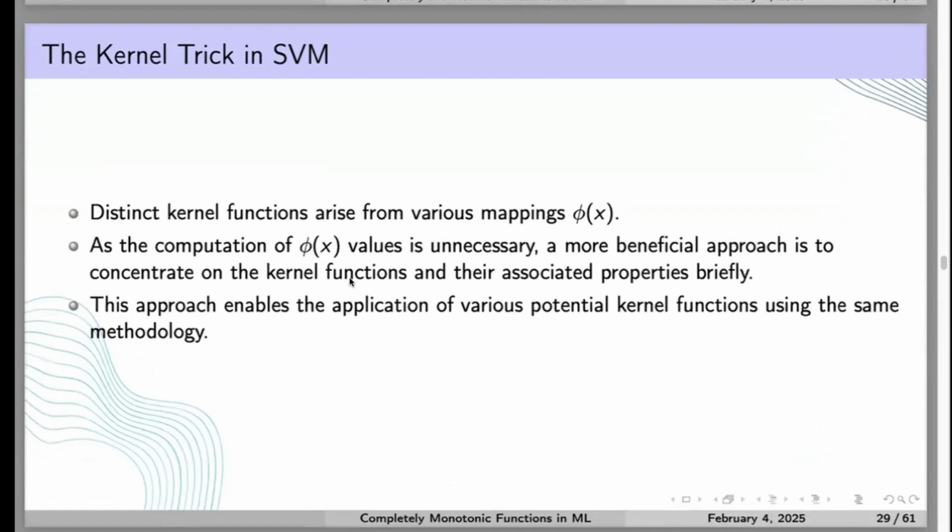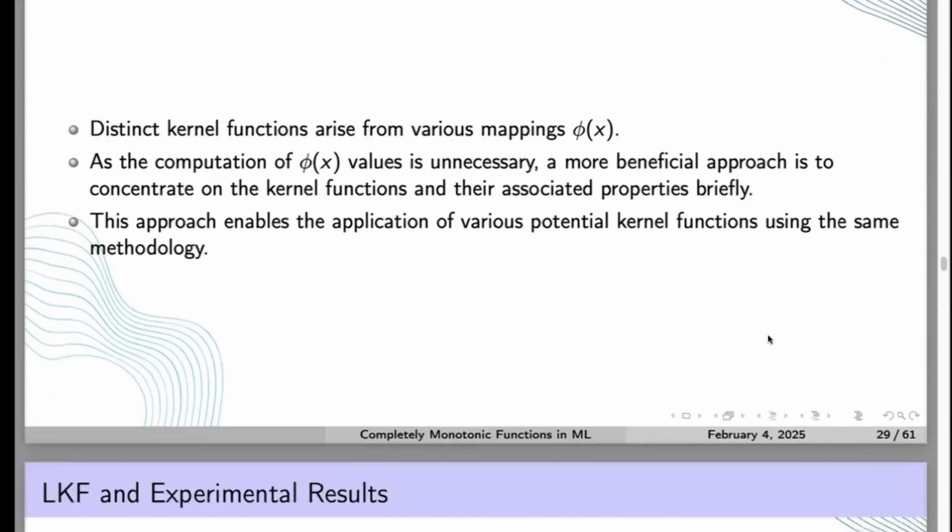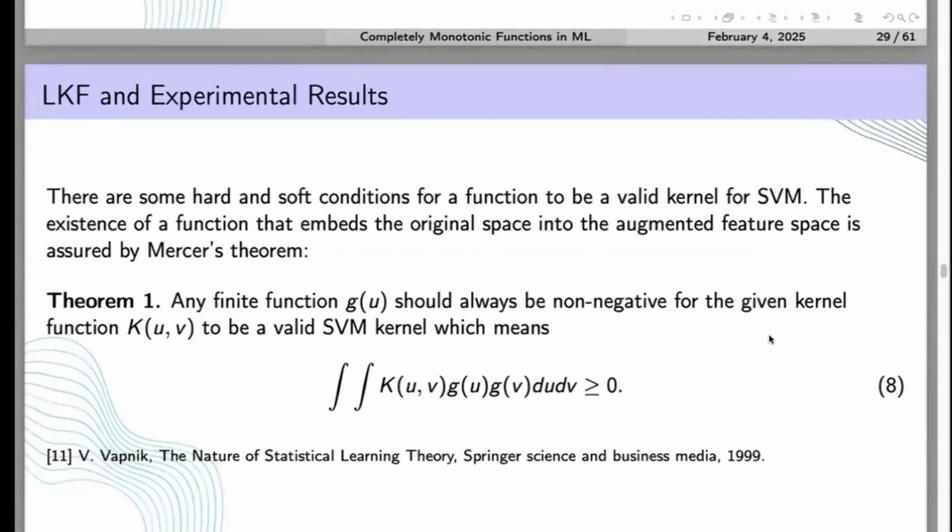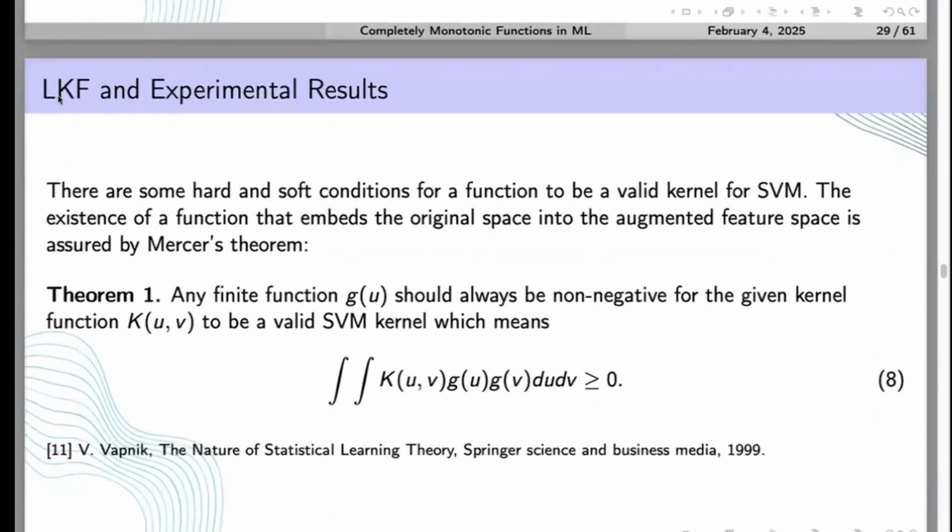As the computation of phi is unnecessary, a more beneficial approach is to concentrate on the kernel functions and their properties briefly. And this approach enables the application of various potential kernel functions using the same methodology. But this new section is the logarithmic kernel function, LKF, and experimental results. Here, I want to note that it seems very simple. If we use any positive definite function, then it will work, we hope.